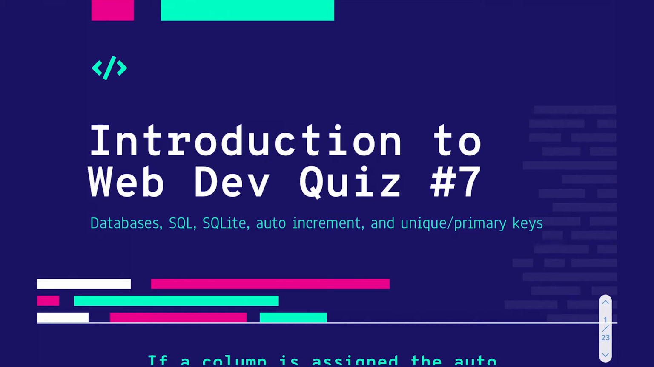All right, let's go ahead and get started with the Introduction to Web Dev quiz number 7. This one, we're going to be going over databases, SQL, SQLite, auto increment, and unique/primary keys. Bunch of fun stuff. Cool. Let's get started with that first question.